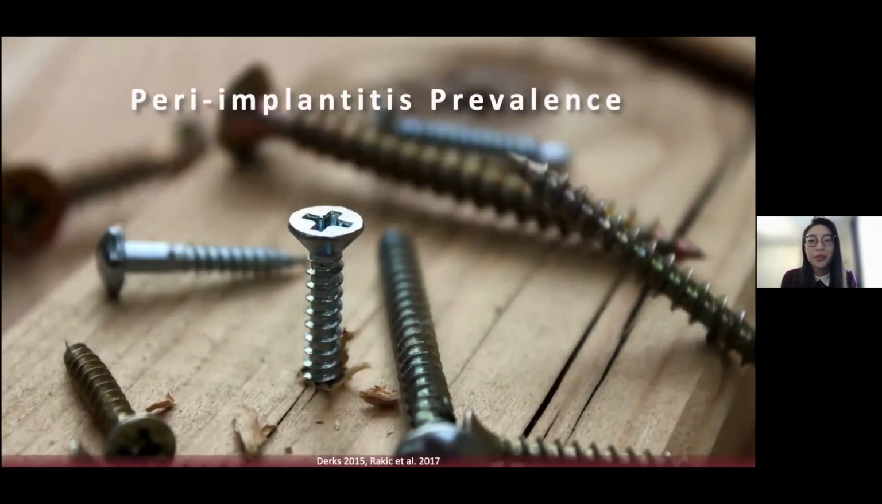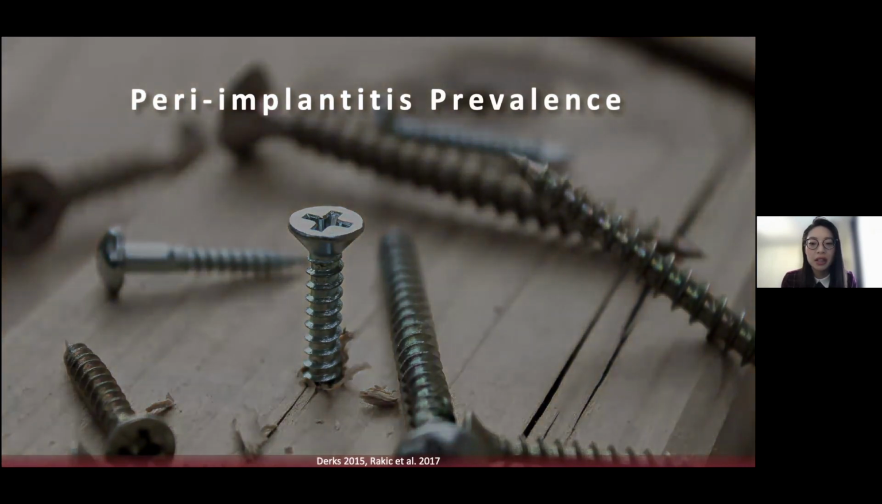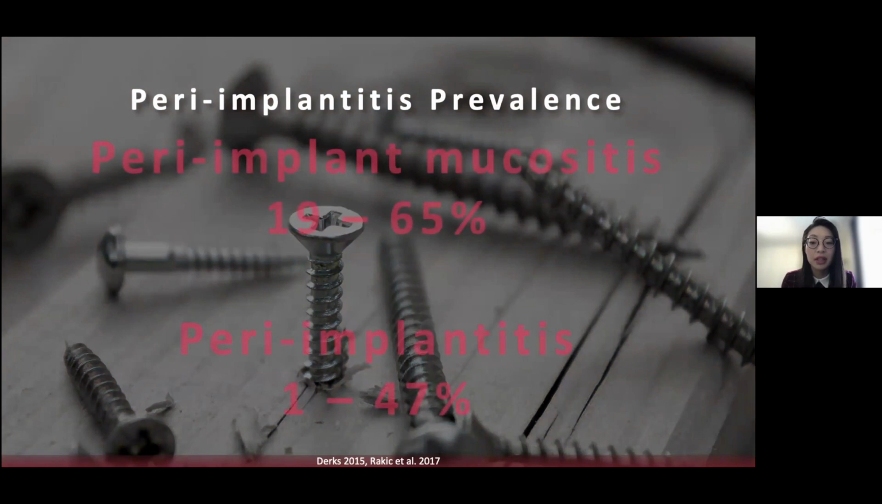So a lot of you probably know that there are certain doctors that say implants are easy, you just need to sink a screw into bone. But if it's so easy, then why do we have such high reports for peri-implantitis prevalence in literature? Dirks and Tomasi estimated that peri-implant mucositis actually ranges from 19 to 65%, and peri-implantitis ranges from 1 to 47% in a review of the literature.